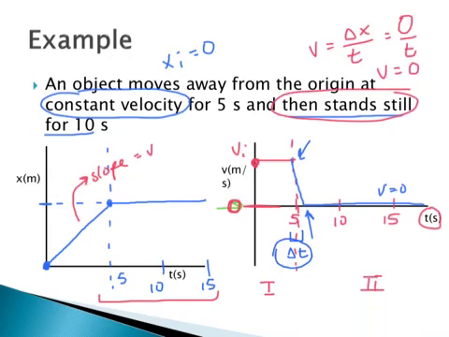So this is an example of going through position versus time graphs and velocity versus time graphs for a multiple motion object.